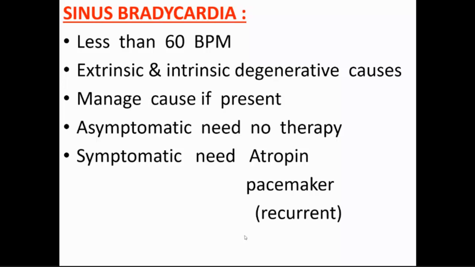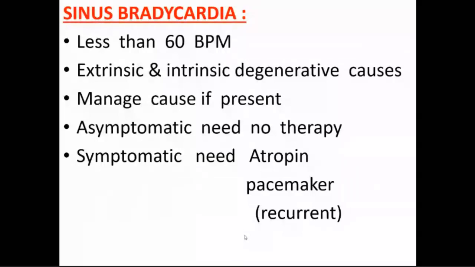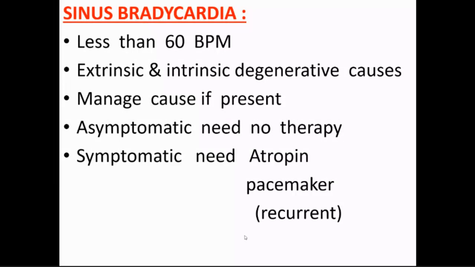As much as possible, you treat the cause if it is present, like hypothyroidism, or bradycardia due to drugs: stop the drugs and see if the patient improves or not. If the patient has bradycardia and no symptoms, meaning he says I am normal, no choking, no shortness of breath, no dizziness, no falling, this patient does not need any treatment. If the patient is symptomatic, we can use atropine, or we put a pacemaker machine in his body in order to pace the heart at the normal rate, especially if there are recurrent symptoms.